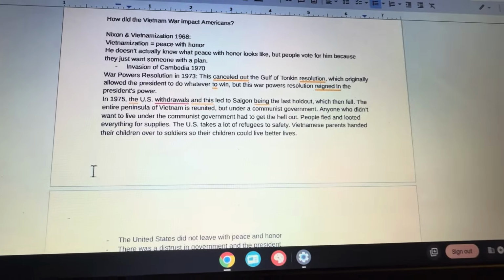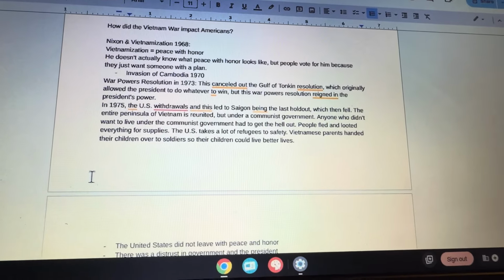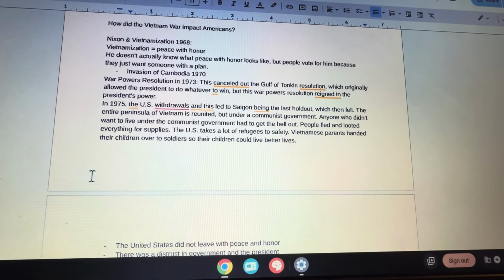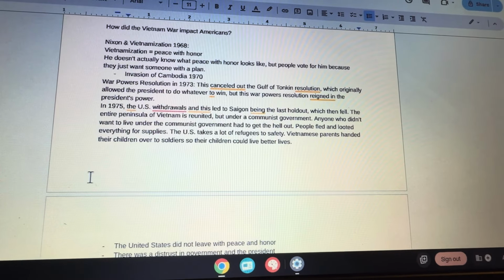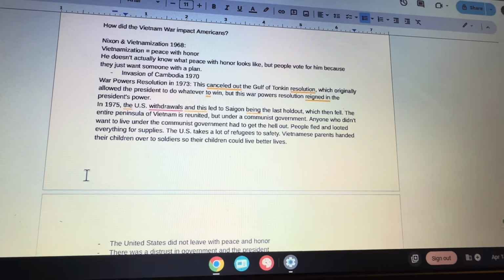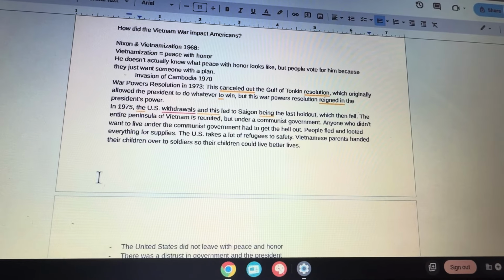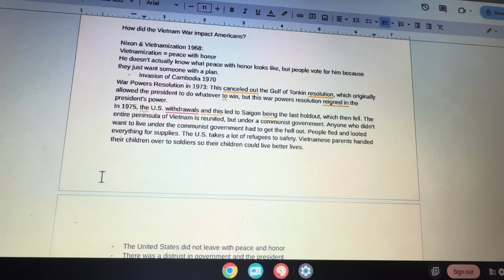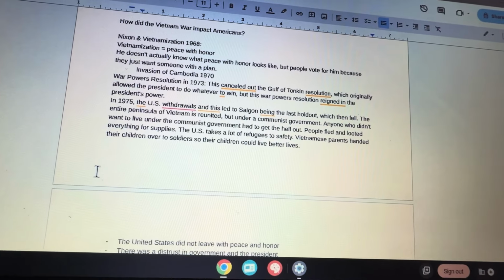Please do. War Powers Resolution in 1973. This canceled out the Gulf of Tonkin Resolution, which originally allowed the president to do whatever to win. But this War Powers Resolution reined in the president's power. In 1975, the U.S. withdrew, and this led to Saigon being the last holdout in the war, which then fell.